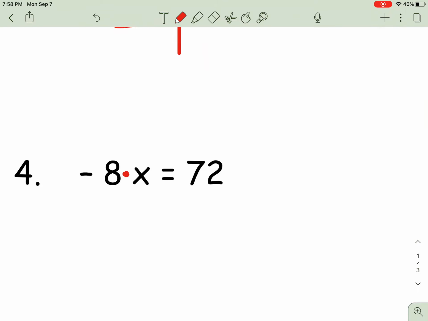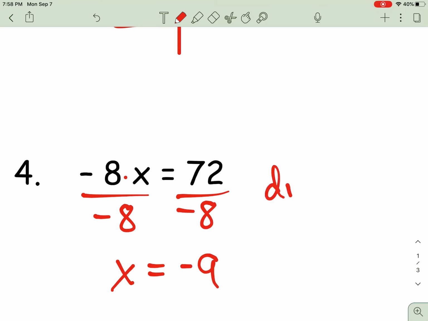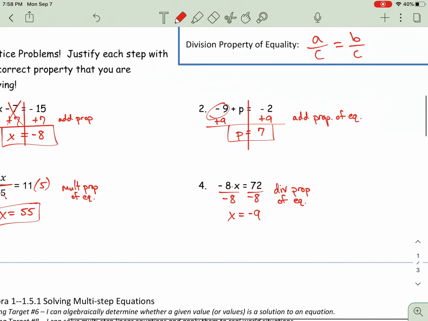Number 4, negative 8 times x. This is one that most students will do this. But the problem with that is the negative symbol is not in between right here. It's out front. So that tells me this is negative 8 times x. So what's the opposite of multiplication? The opposite is division. Okay, so x equals negative 9. And this is the division property of equality.